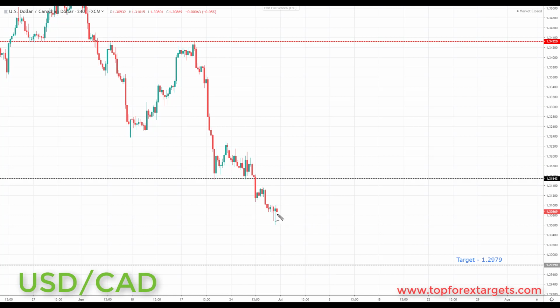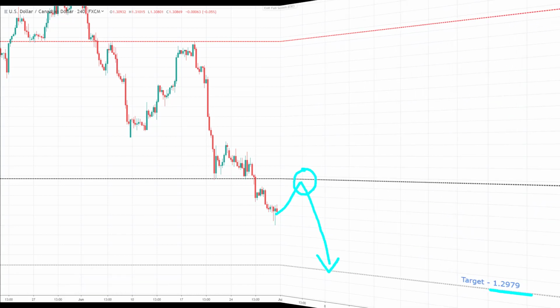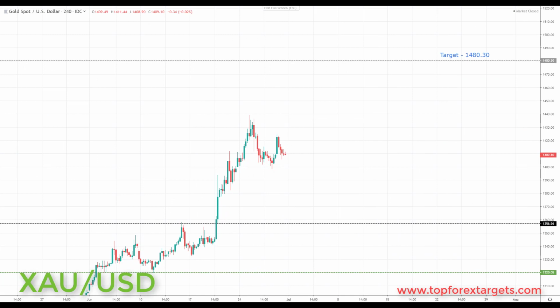If we can get a pullback and a retest this week of broken support, turning resistance at the 1.3154, this is going to be another great place to start to look for bearish formations and patterns. And if we get the right kind of bearish formations and patterns in this area, we're going to be looking at initiating shorts down towards the next key area of support to the downside and the target set at the 1.2979. And last but not least, we have gold.